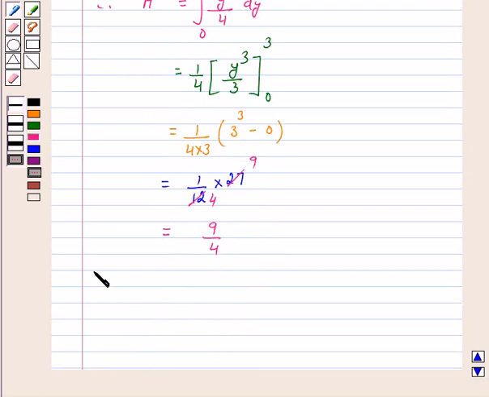Hence, the required area is 9 over 4, and this is our option B. So, B is the correct answer.